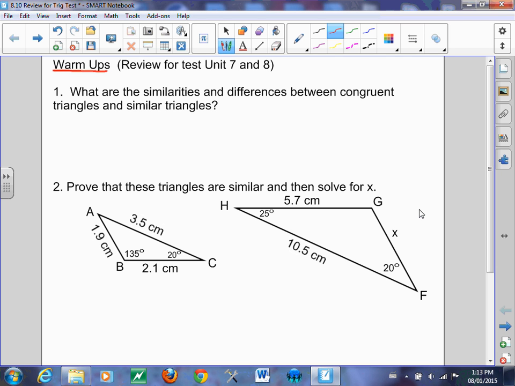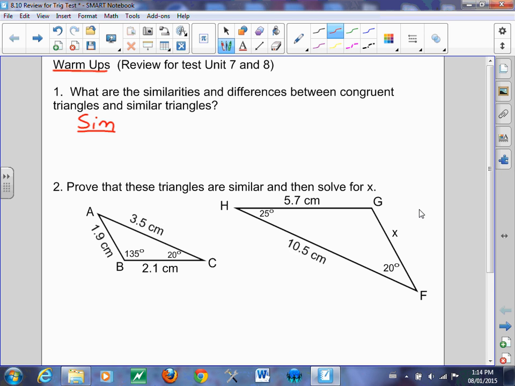And for Unit 8 review, you'll see the handout that your teacher should have given you. Okay, so let's take a look at our warm-ups. What are the similarities and differences between congruent and similar triangles? All right, so let's start off with what's similar. Okay, I'll use SIM for similar. Okay, what do we know about similar triangles and congruent triangles?